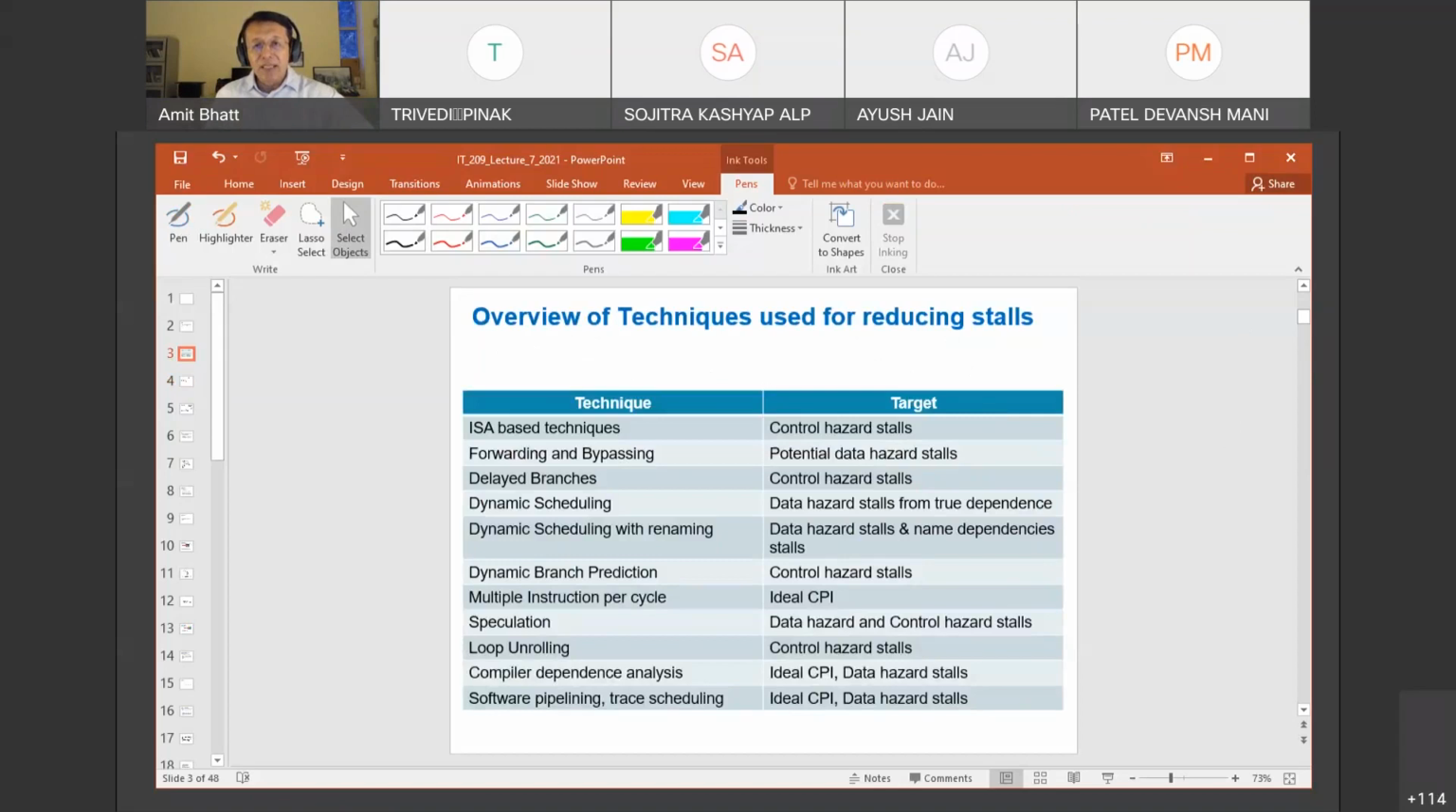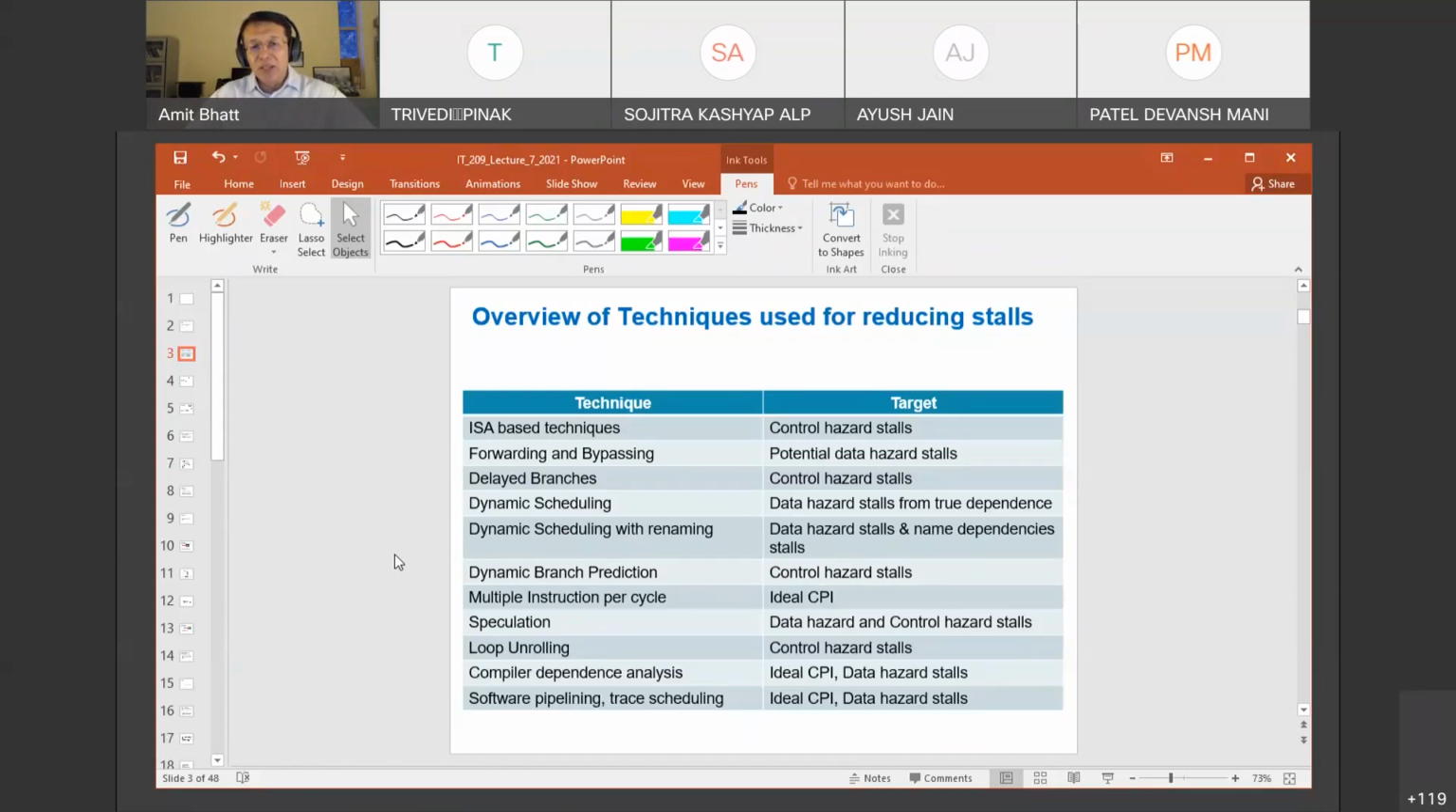Then forwarding and bypassing. We also studied in great detail how to get the result out of, say, the end of execution and put it at the beginning of execution, or take it out of memory and put it back into the beginning of execution. Then delayed branches means you shift around your instructions so that after the branch instruction or conditional branch instruction, you have got a couple of instructions which you have to execute anyway. So that is sort of like delayed branching.